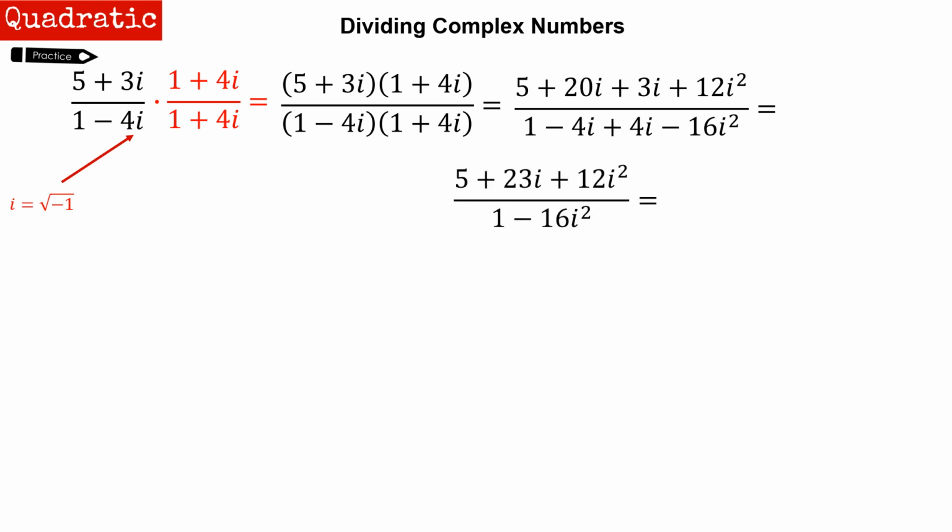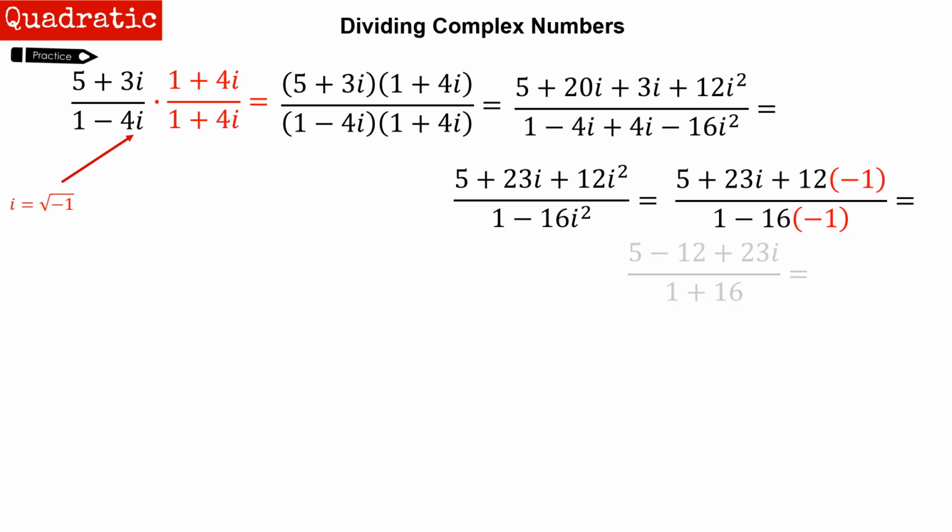Let's collect like terms. 20i plus 3i gives us 23i. Negative 4i plus 4i is 0. So that's how I get 5 plus 23i plus 12i squared over 1 minus 16i squared. i squared is negative 1, so I substituted that in. And simplify. I like to put like terms next to each other, so on the top I have 5 minus 12 plus 23i. And on the bottom I have 1 plus 16, because 1 minus 16 times negative 1 is 1 plus 16, which is negative 7 plus 23i over 17.